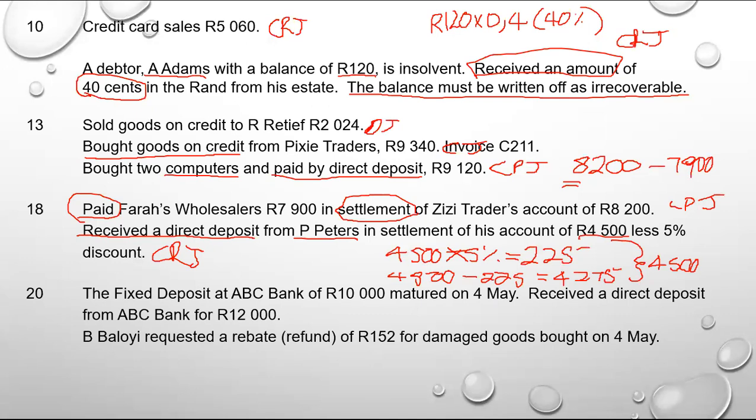The next one says that a fixed deposit. Oh, this was my problem solving. I liked it. It was so nice. This one needed you to think. You couldn't just get it. You needed to have listened carefully to all our class discussions to be able to answer this. It says that the fixed deposit at ABC Bank of 10,000 matured on the 4th of May. What matters to you right now is that we received a direct deposit from ABC Bank, which is 12,000 Rand.